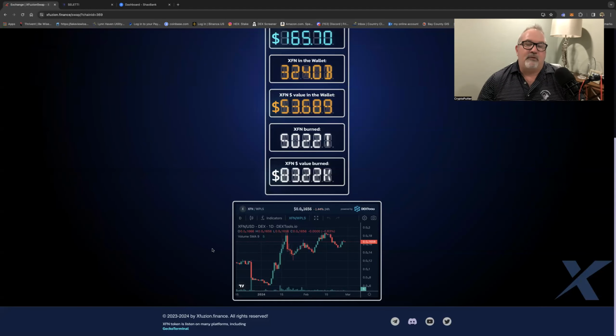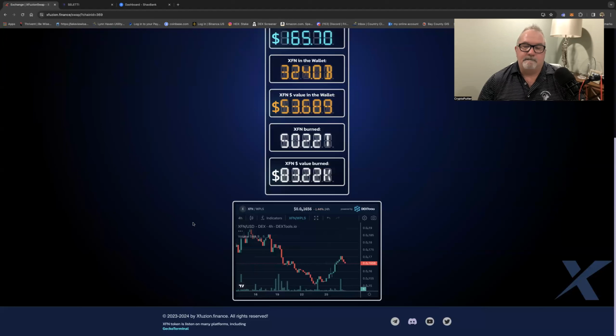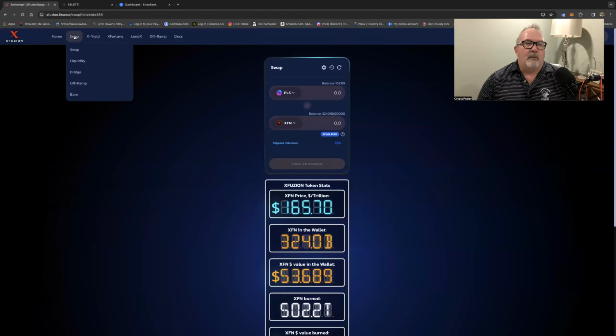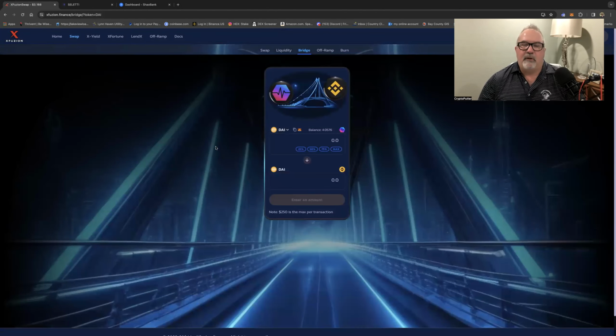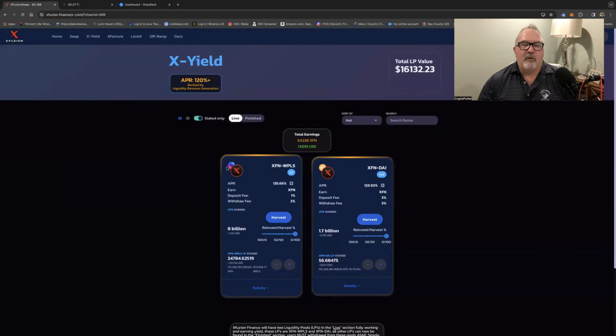So this is how they're doing. Here's the bridge, as I was talking about before. They got two farms. They've got Pulse and XFN, and they've got DAI and XFN. Right now, they're 135 and 129%, respectively.